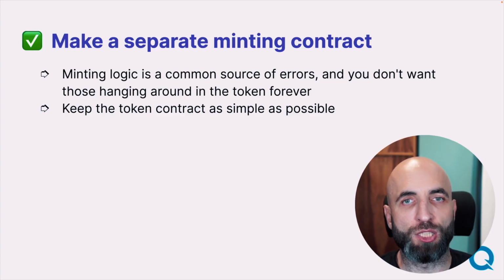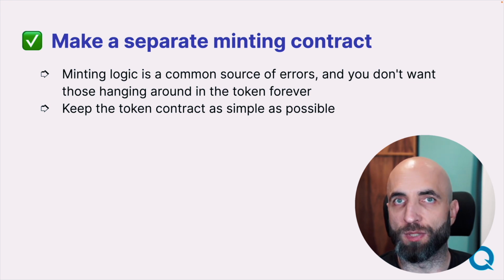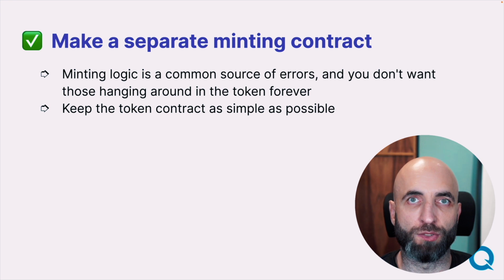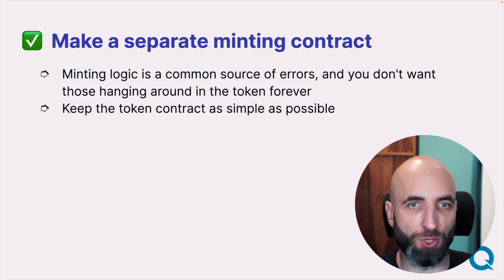Minting logic is, first of all, a common source of errors. And if something goes wrong during the minting process, you do not want those potential errors to be in the contract forever, to be taken advantage of in the future. And if you have a separate minting contract, then your token contract is much simpler and much easier to maintain, with fewer opportunities for errors.